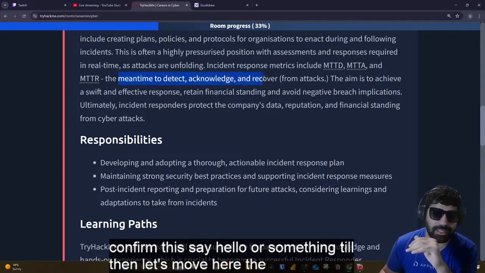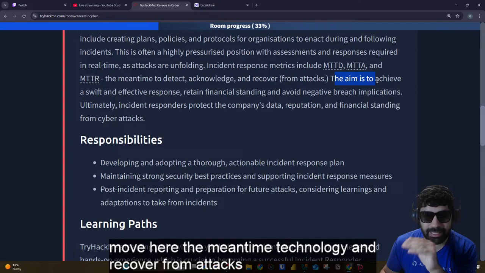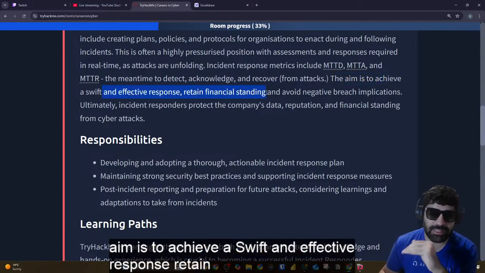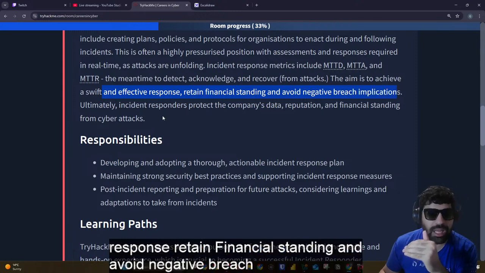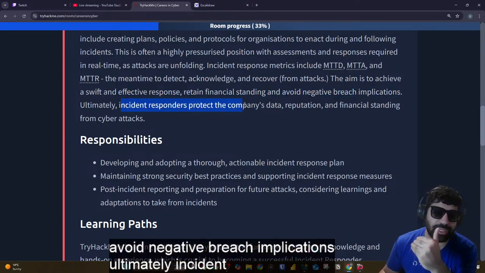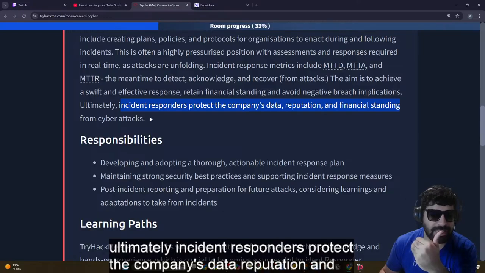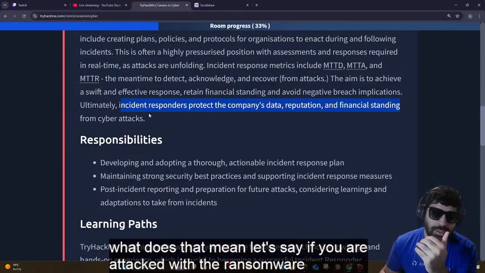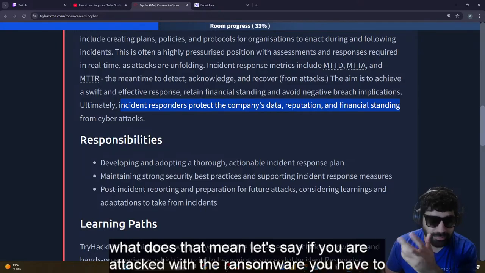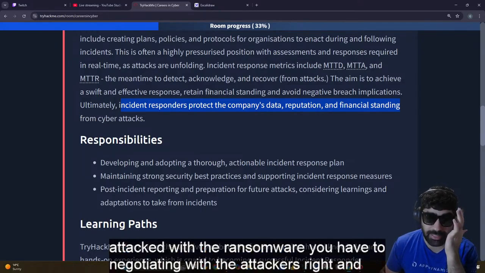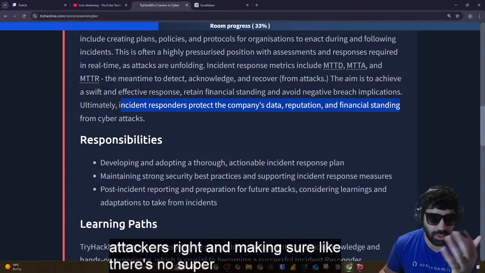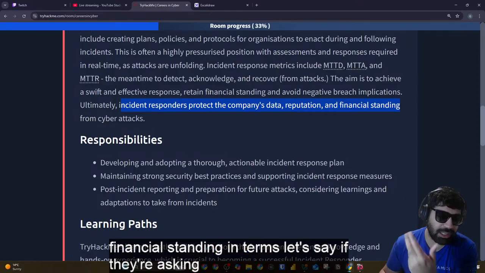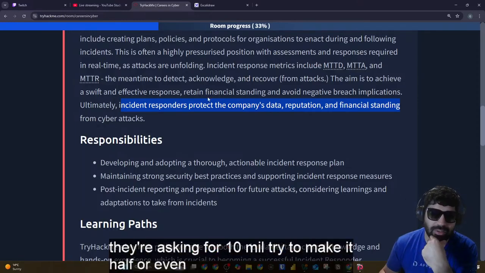The mean time to detect, acknowledge, and recover from attacks. The aim is to achieve a swift and effective response, retain financial standing, and avoid negative breach implications. Ultimately, incident responders protect the company's data, reputation, and financial standing from cyber attacks. What does that mean? Let's say you are attacked with ransomware, you have to negotiate with the attackers, right, and make sure there is not a lot of loss of financial standing. Let's say they're asking for 10 mil, try to make it half or even 1 mil, right? All those types of things.